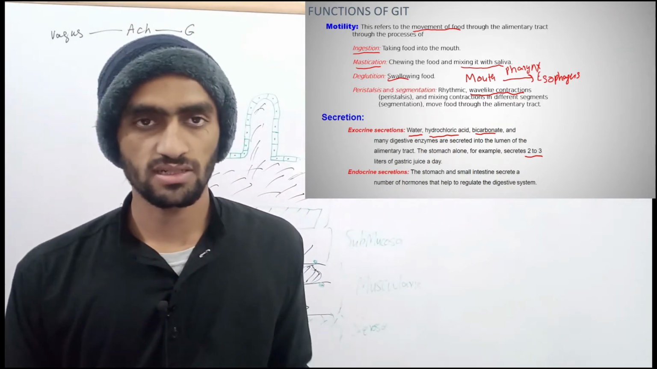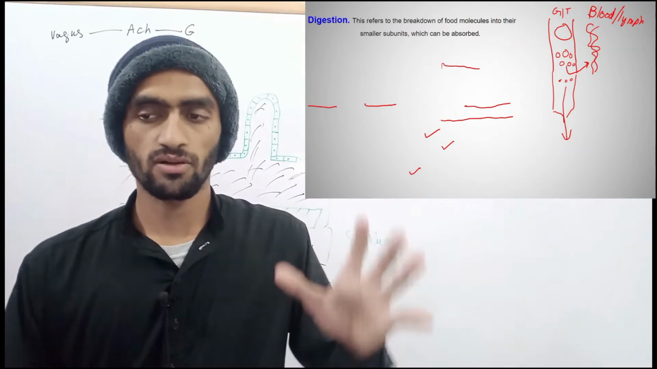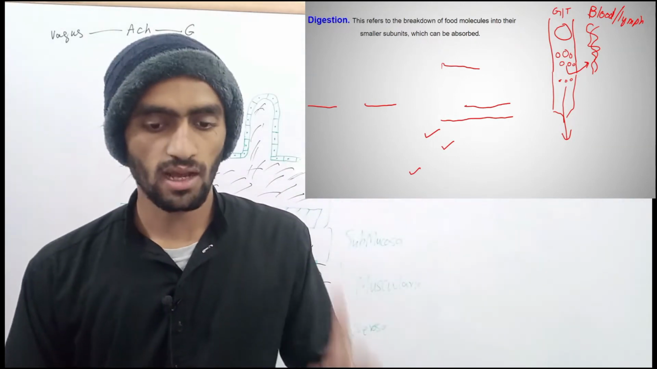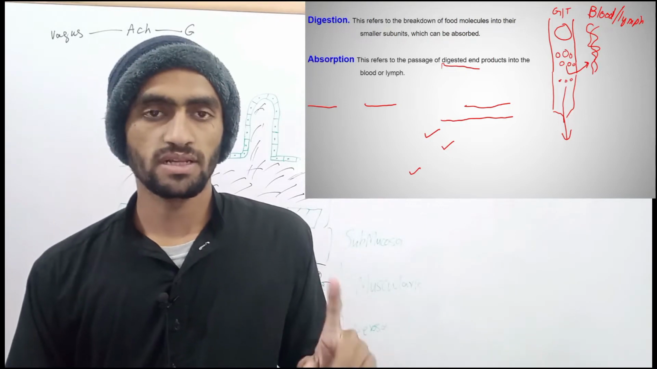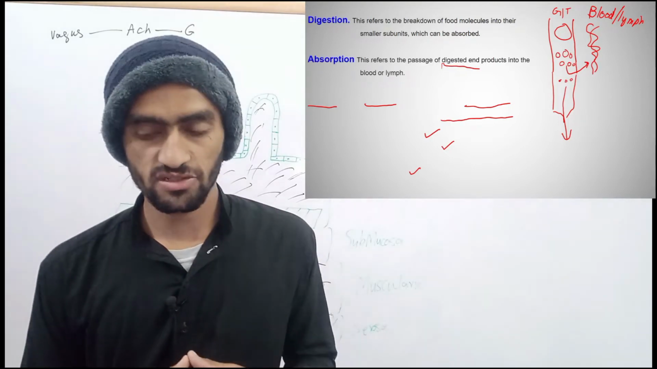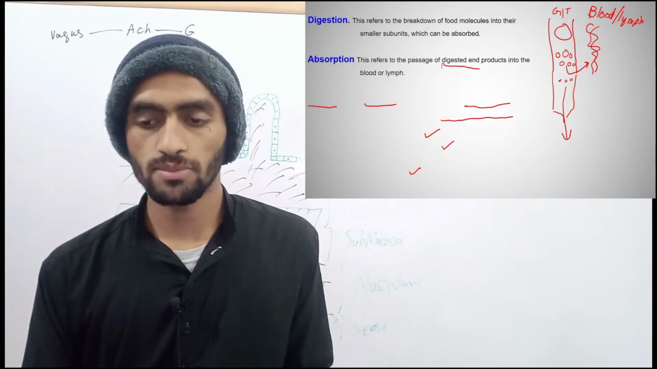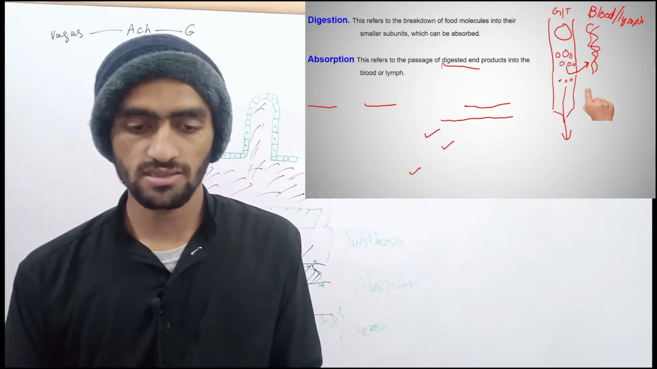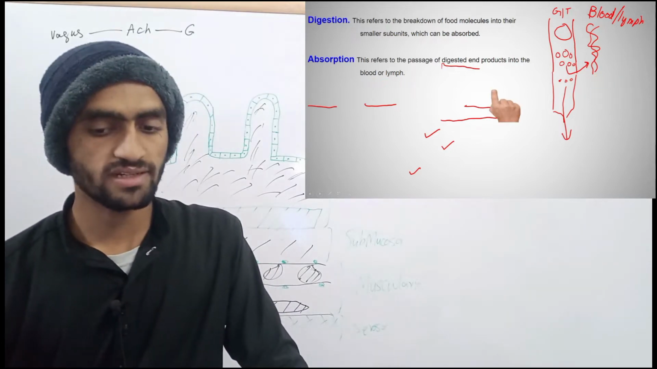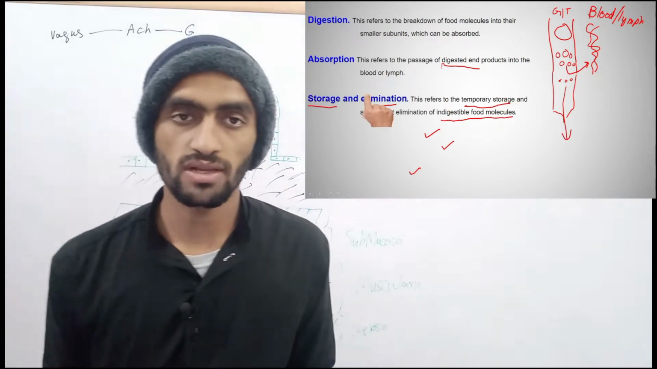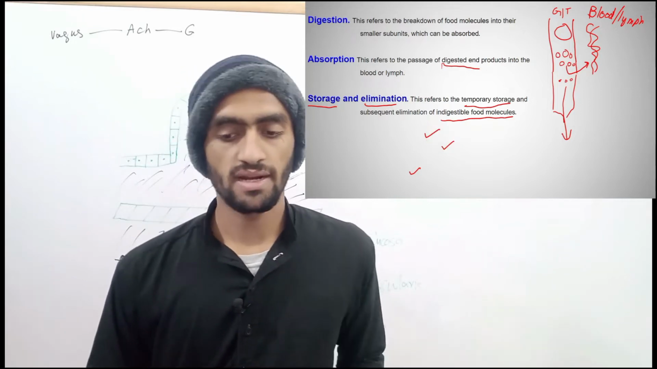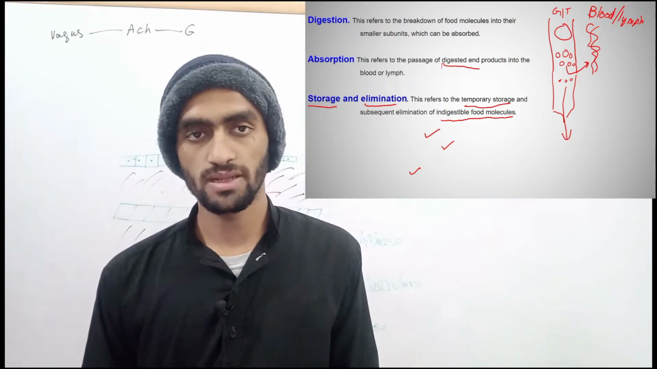The next function is digestion, breakdown of large molecules into smaller ones. This is digestion. Absorption: we have digested food, now it is time to absorb this food into our blood or lymph. This is absorption. Then storage and elimination. We can store temporarily, not permanently. And undigested food should be eliminated.